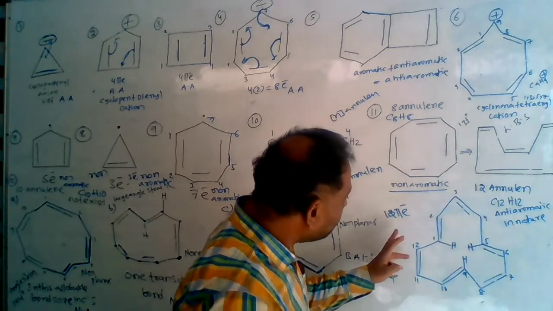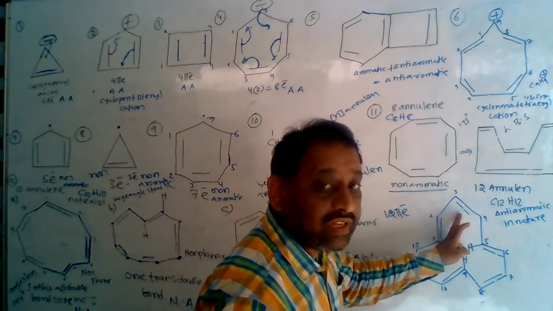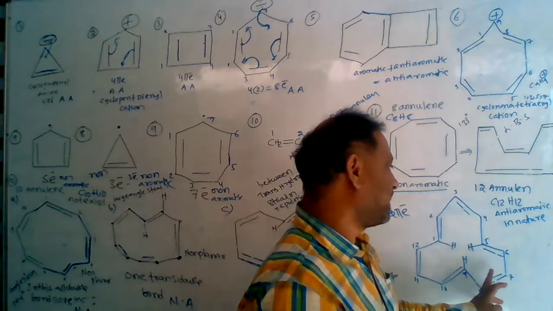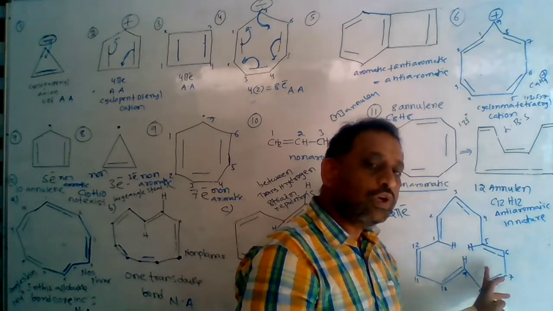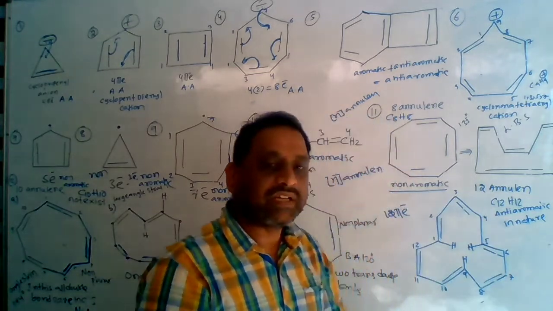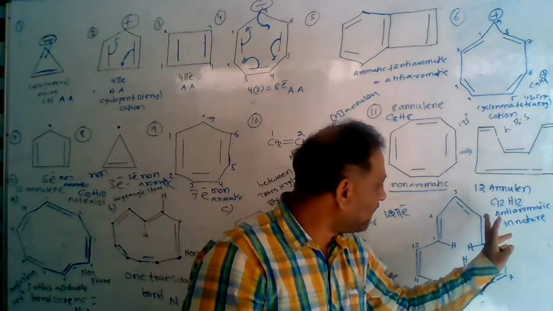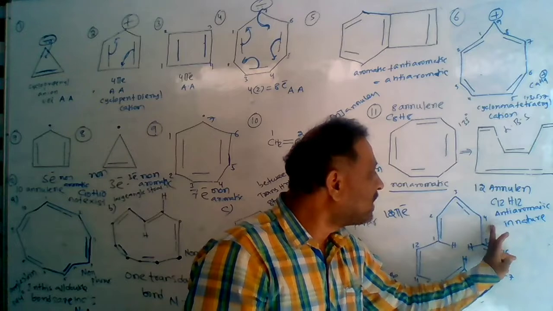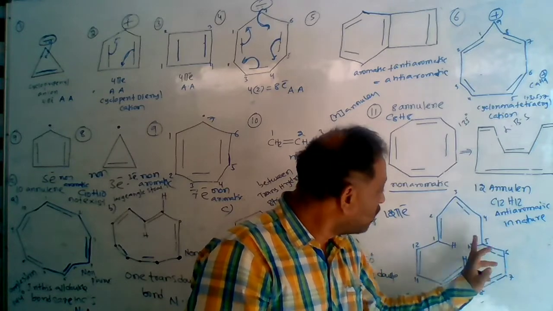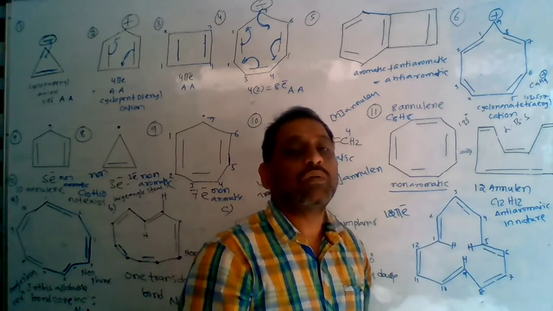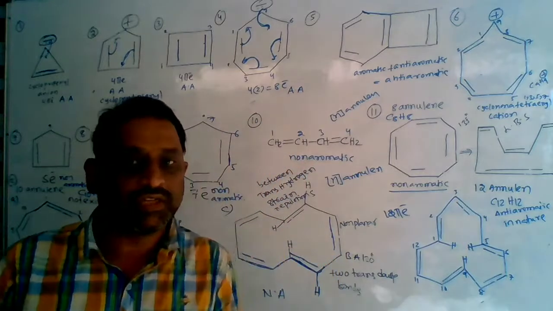Here 12 pi electrons are involved in complete delocalization, which obeys the 4n rule, so it is an anti-aromatic compound. 12 annulene is anti-aromatic because it is a planar molecule, complete conjugation is there, and 12 pi electrons are involved in complete delocalization.